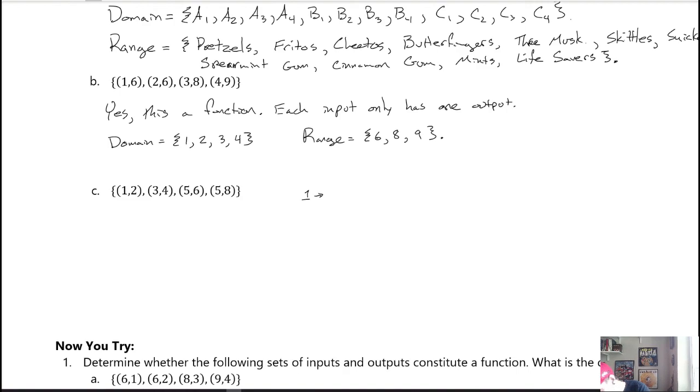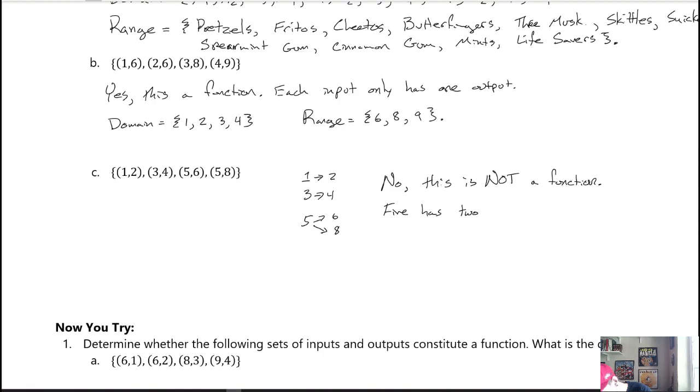If I use arrows, I can say 1 goes to 2. 3 goes to 4. And then 5 goes to 6 and to 8. So since 5 is going to 2 different things, that input has more than one output. So no, this is not a function. And we're going to state specifically 5 has 2 outputs. All right, so that's our reason. That's how we know that it's not a function.